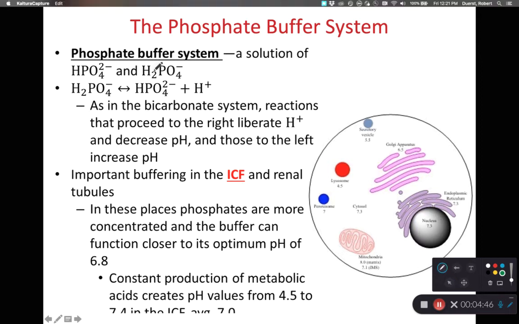Let's look at the phosphate buffering system. As we digest our nucleic acids with catabolic chemical reactions where we break nucleic acids down, we are going to release phosphoric acid into solution. Phosphoric acid is H3PO4 in an aqueous solution. This is a triprotic acid capable of releasing up to 3 hydrogen ions in solution.